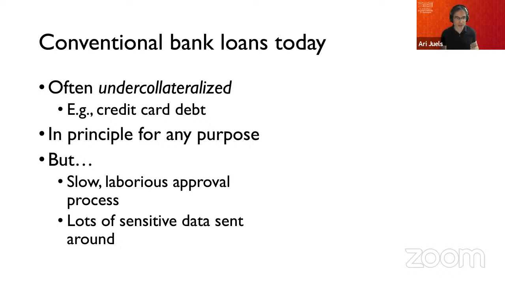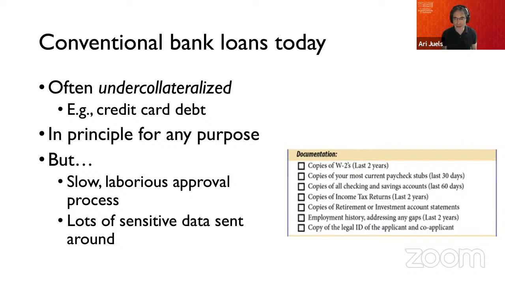But the approval process is slow and laborious, and it involves sending lots of sensitive data around. Here you see a checklist of the documents you need to provide to take out a mortgage. Providing these documents, as anyone who's gone through the process knows, is extremely onerous.